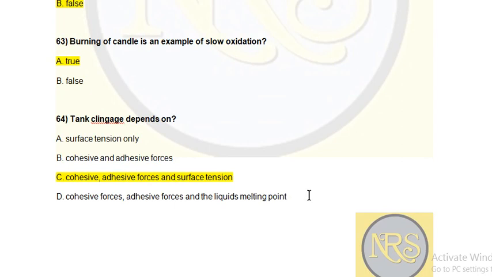Question number 64. Tank clingage depends on option A, surface tension only, option B, cohesive and adhesive forces, option C, cohesive, adhesive forces and surface tension, option D, cohesive forces, adhesive forces and the liquid's melting point. Correct answer is option C, cohesive, adhesive forces and surface tension. Tank clingage is nothing but the residue that is present in a ship's tank or shore tank after it has been emptied. It's called clingage.